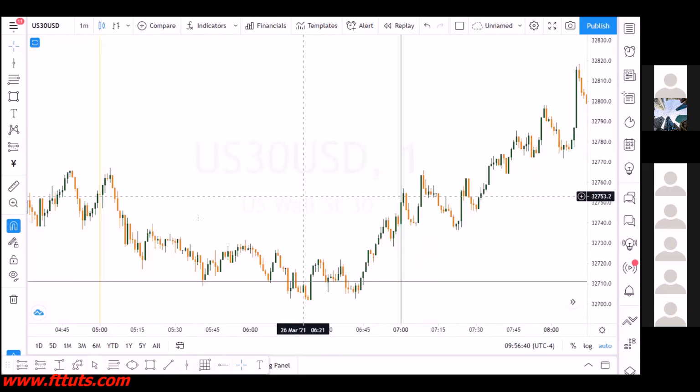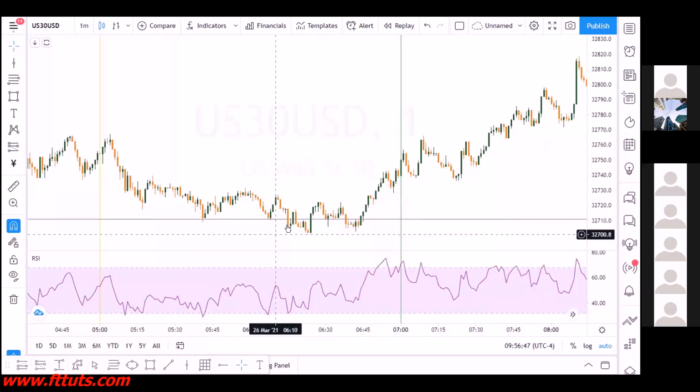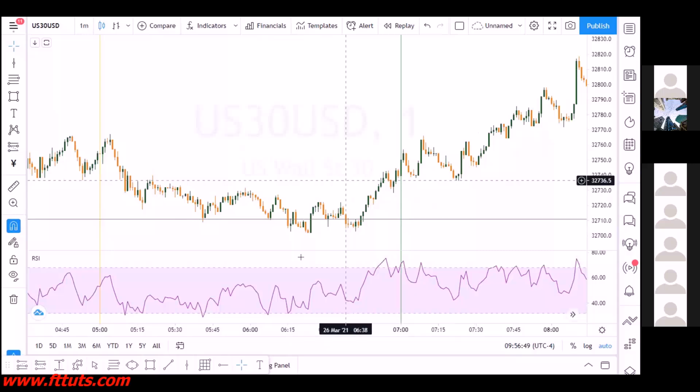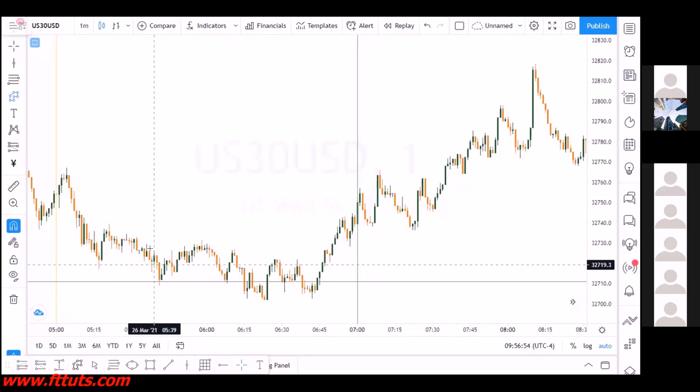So right here on our divergence, we can see price created a lower low, and now we're looking for the break of market structure first. Where did the break of market structure occur? Looking at structure, this is a lower low, lower high.